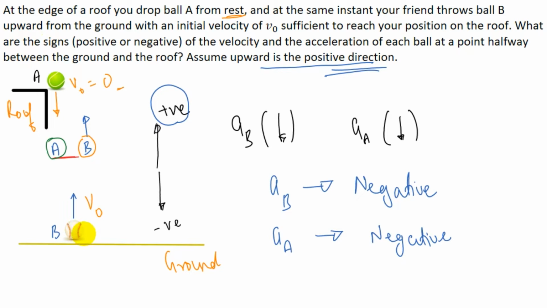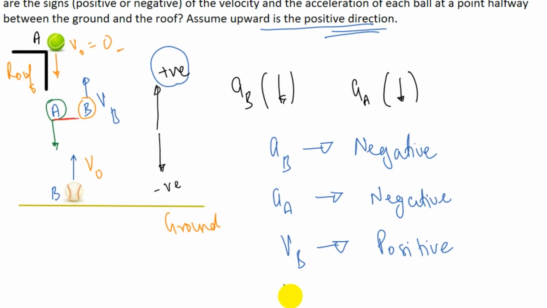Now this white ball is moving in the upward direction. So the velocity for ball B will be positive, because velocity is in the upward direction but acceleration is in the downward direction. So velocity for ball B is positive. Now this ball A is moving in the downward direction like this. So in the downward direction this is negative. So the velocity for ball A will be negative.